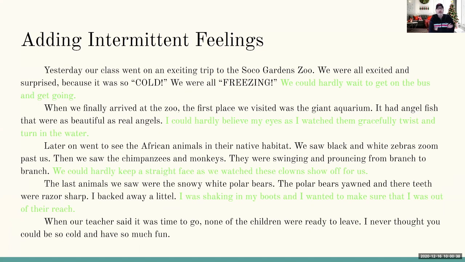So we could hardly wait to get on the bus and get going. I could hardly believe my eyes as I watched them gracefully twist and turn in the water. We could hardly keep a straight face as we watched these clowns show off for us. I was shaking in my boots and I wanted to make sure that I was out of their reach. So I have a question for you, and you can go ahead and type this in the chat. What do you notice about these sentences that are all written in green? What do they share in common?